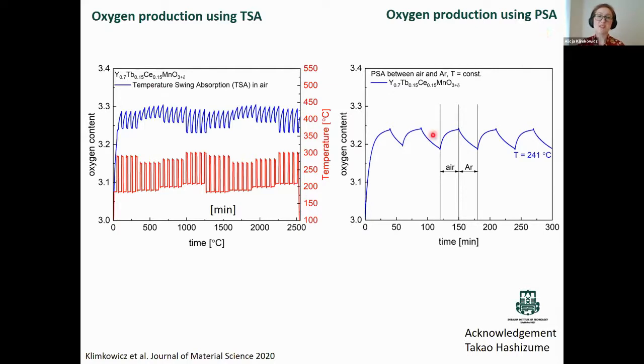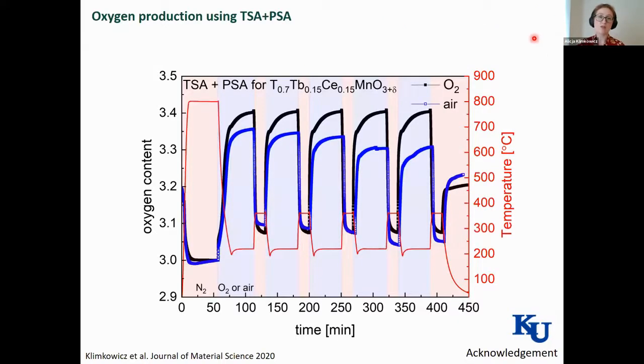As you can see here, the change of oxygen content is maybe not that great, but certainly you can see the change in the oxygen content when we are switching between air and argon. So actually, this type of material can be controlled both by temperature swing and pressure swing. So in my recent studies, I decided to combine those two methods.